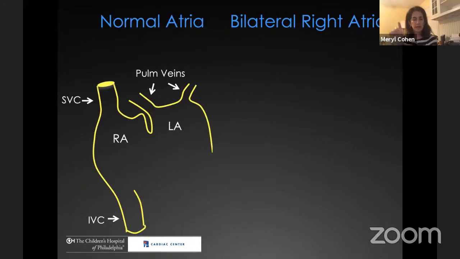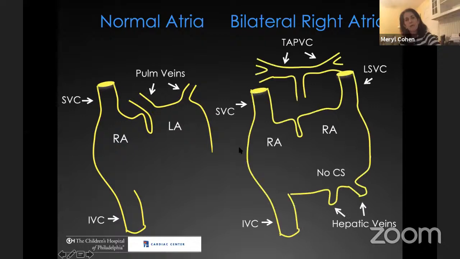And that same image I showed you earlier when demonstrating left isomerism, again, in the normal heart, you see the SVC and IVC coming into the right atrium. You see the pulmonary veins coming into the left atrium. And now with bilateral right-sidedness, you'll have bilateral superior vena cava, but now the left superior vena cava comes directly to the roof of the left atrium.